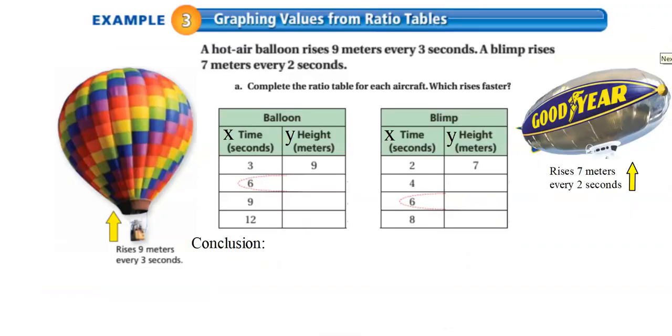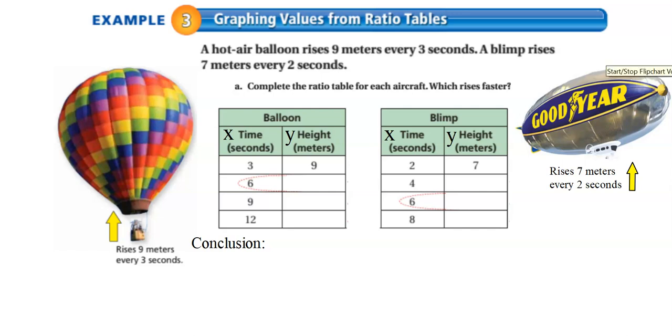Okay, the next example you'll see is in your textbook, and it has to do with noticing which rises faster. There's a hot air balloon and there's a blimp, and they give you a rate, right? It's not a unit rate, but they give you a rate for the hot air balloon being 9 meters for every 3 seconds, and the blimp rises 7 meters every 2 seconds. So the first thing you're going to be asked to do is, well, can we complete a ratio table and figure out which one rises faster?